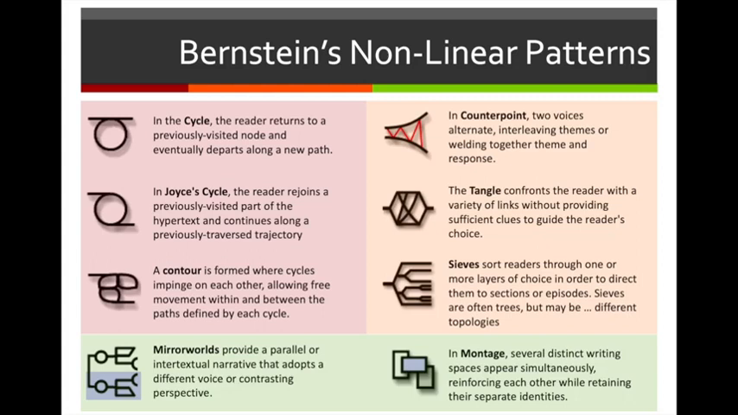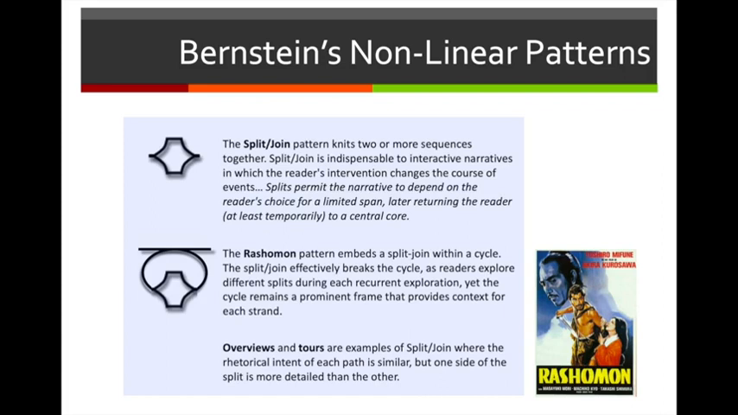He talks about mirror worlds, where you have parallel versions of the text with slightly different changes or voices in those alternative worlds. And montages, where multiple writing spaces appear simultaneously and you look at them in juxtaposition with one another. Probably most usefully for games, Bernstein talks about split joins. A split join is essentially the place where the reader makes a choice. The narrative briefly splits into two alternative realities, depending on what the reader has chosen. And then after that split, the narrative comes back together again.